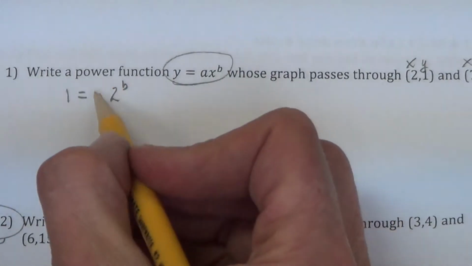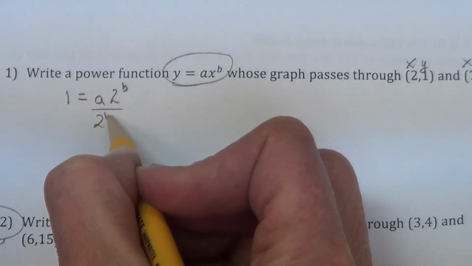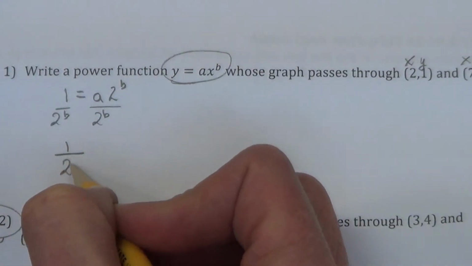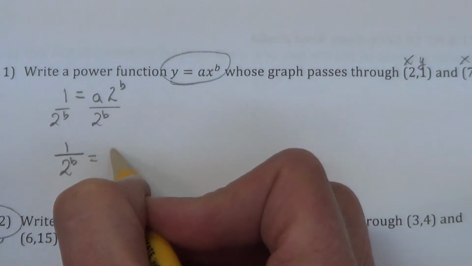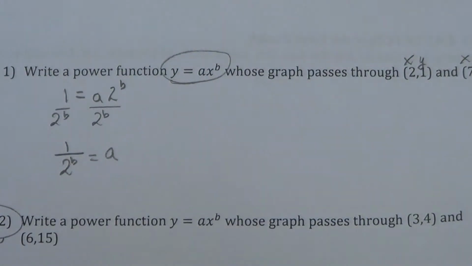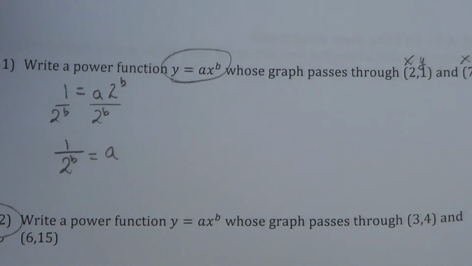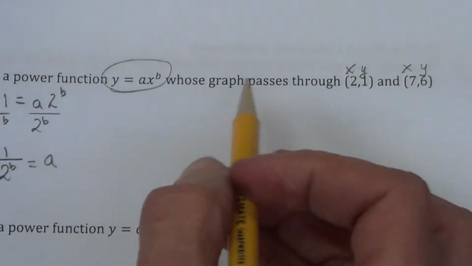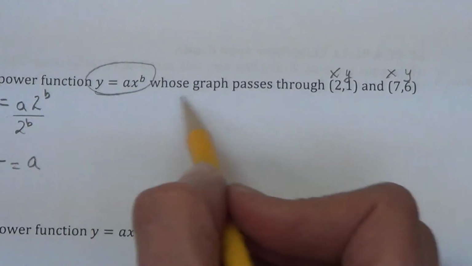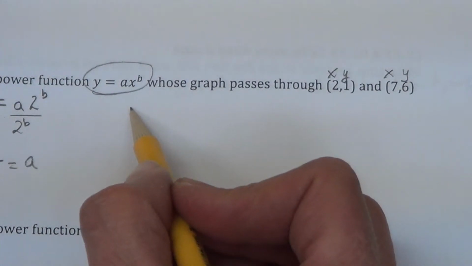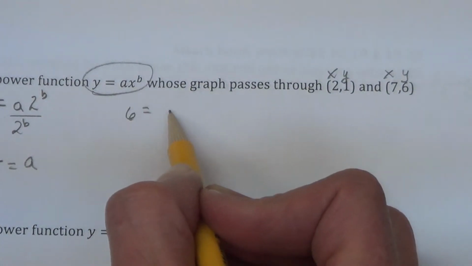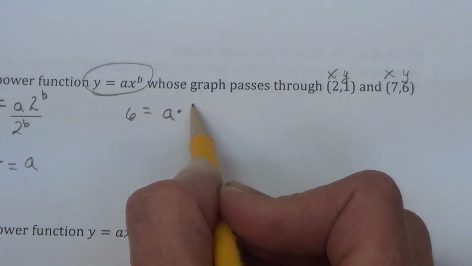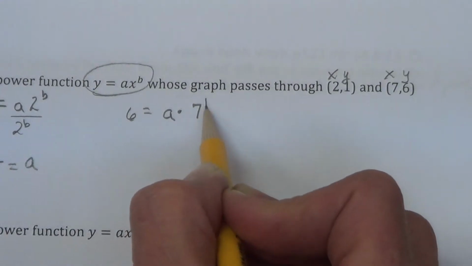Now again, we want to get A by itself, so we divide by 2 to the B. And we find that 1 over 2^B equals A. Now, we go through our other point. 6 equals A times 7 to the B.